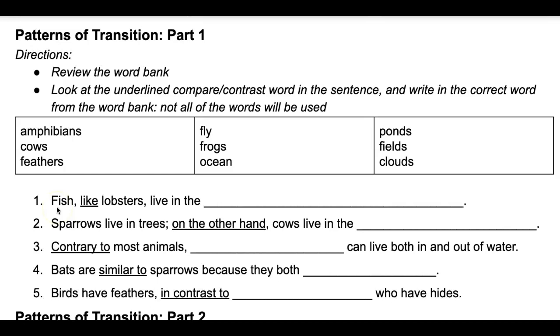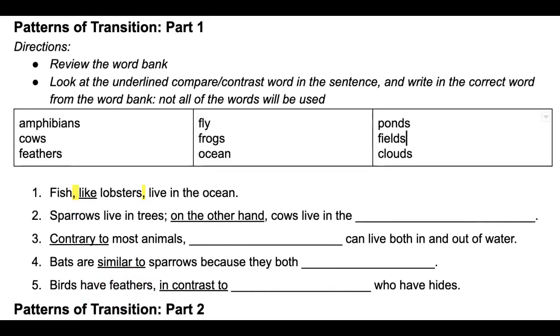Now this one says, fish like lobsters live in the, and you look through all these and you say, oh, it's this one, it's ocean. So you will write ocean here, and then that's done. However, I do want you to also highlight the punctuation. If you have a hard copy, you'll circle it.